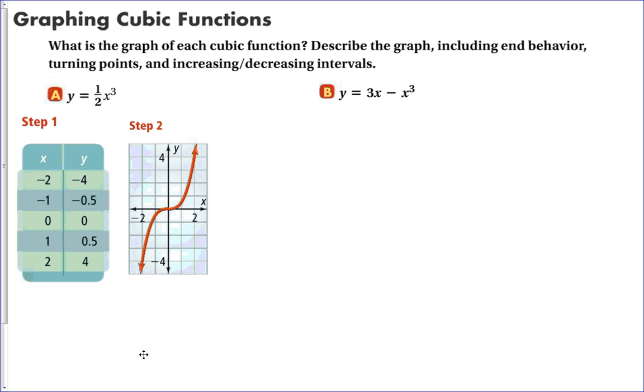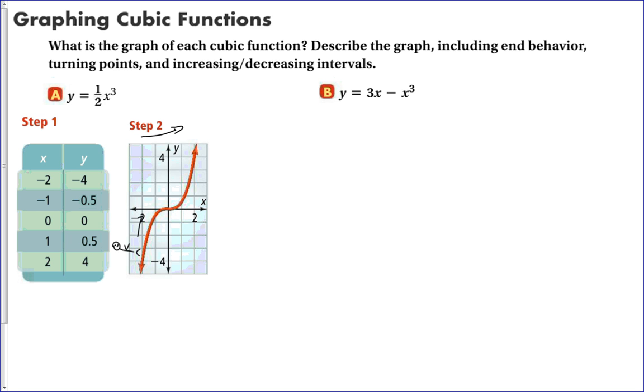Now, with this one, our end behavior, of course, we know is down, up, and we know there's no turning points. As far as the increasing or decreasing intervals, this is what I'm going to tell you to do to determine whether it's increasing or decreasing. Imagine you're a hiker, or you know somebody who likes to hike, and you're walking along this graph. If you're walking upward, it is increasing. If you're walking downward, it's decreasing. And make sure you always go left to right.